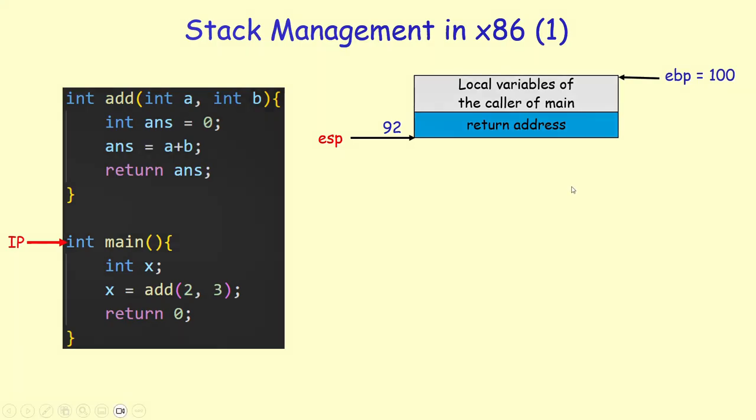In x86, the stack is managed by two registers, EBP, called the base register, that points to the base of the call frame of the currently executing function, and the stack pointer, ESP, that points to the top of the stack. Furthermore, the stack grows from larger addresses towards smaller addresses, so it's upside down. That's why I assume that the base pointer register's value is 100, which is a larger address, and the stack pointer is 92, which is a smaller address.